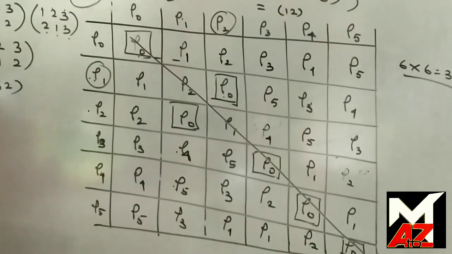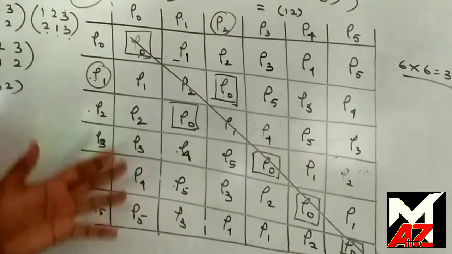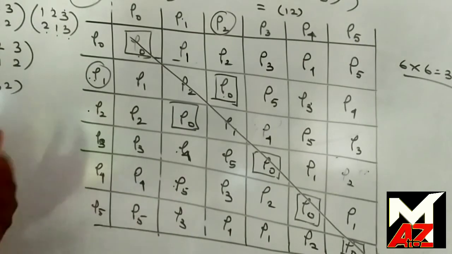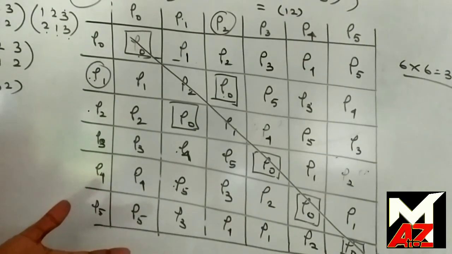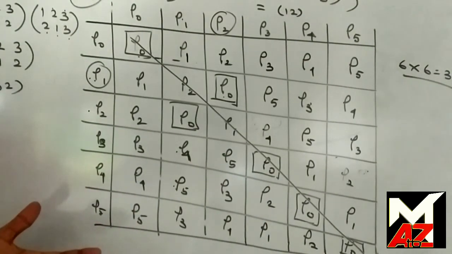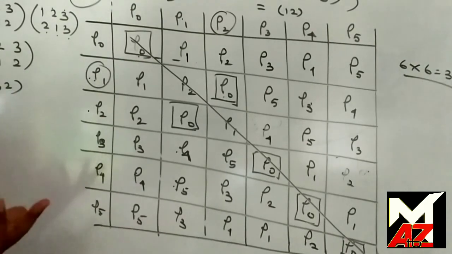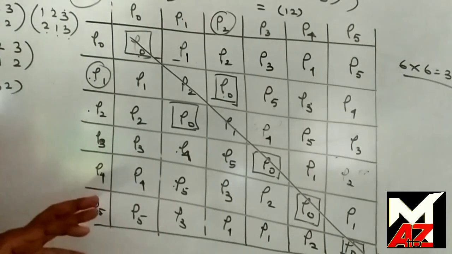Okay, so these are 2 important examples with the explanation of how we can make a group from a composition table, and this is today's class.